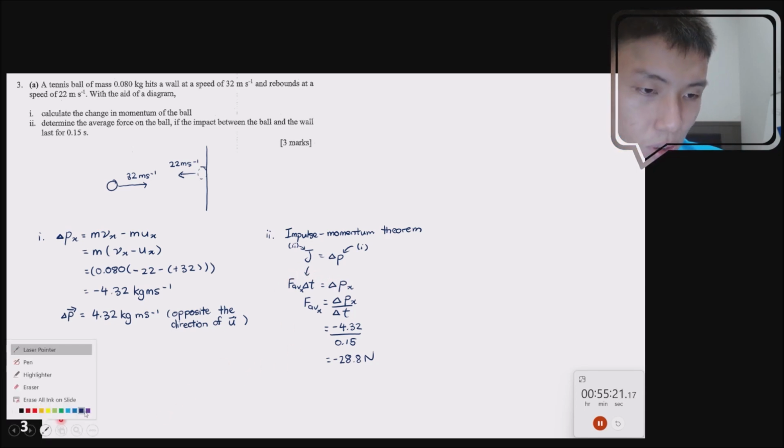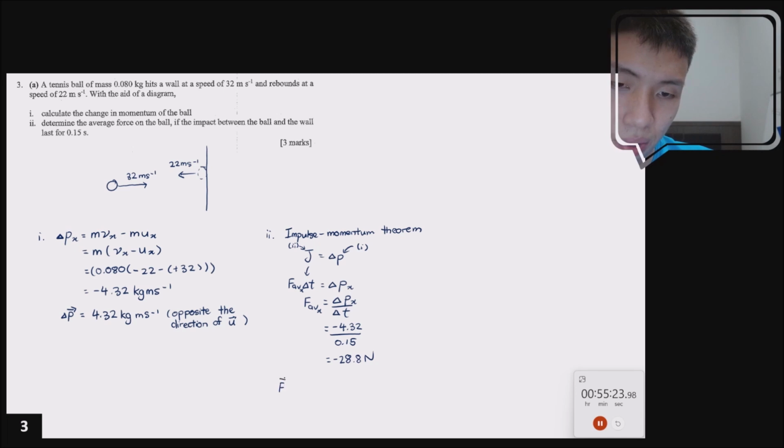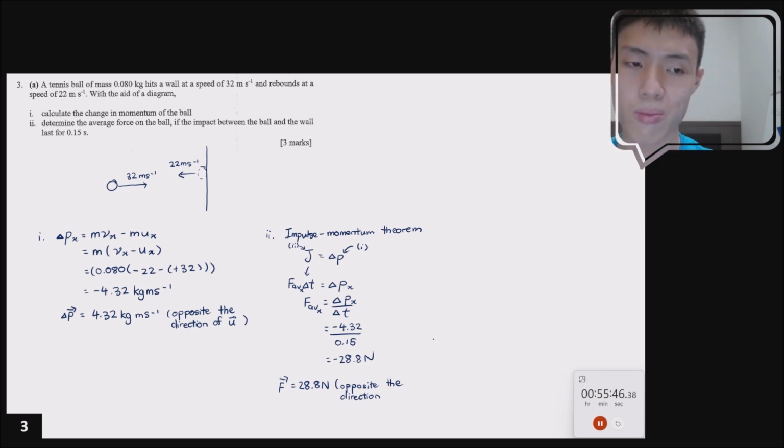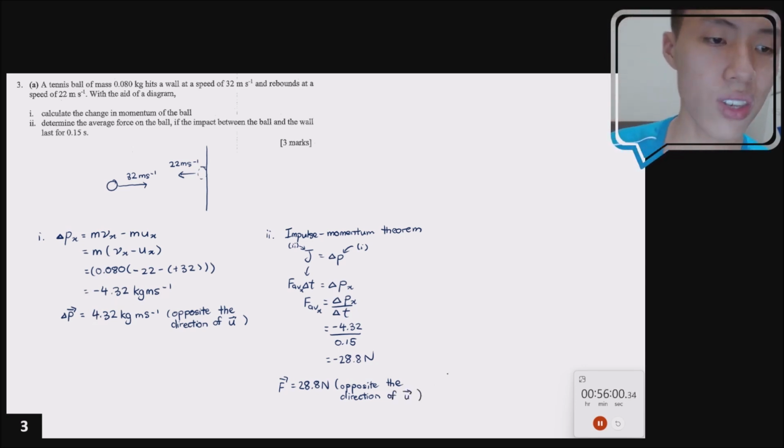But the important thing is you should write down your final answer. Your final answer is F equals 28.8 Newton. And once again, it's negative, so it means it's opposite the direction of u. But I don't think they will be so strict about this. As long as you get 28.8 or negative 28.8, I think they will accept the answer. And for the change of momentum also, even if you get negative 4.32 or positive 4.32, I think both should be accepted at our level. But to be more formal, you probably should state the direction. This is what I usually do. Okay, so done with question 3A.